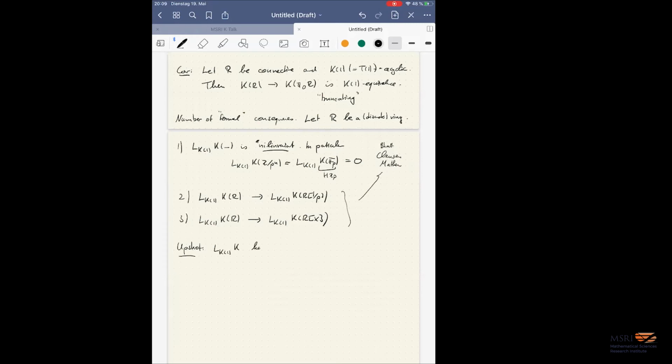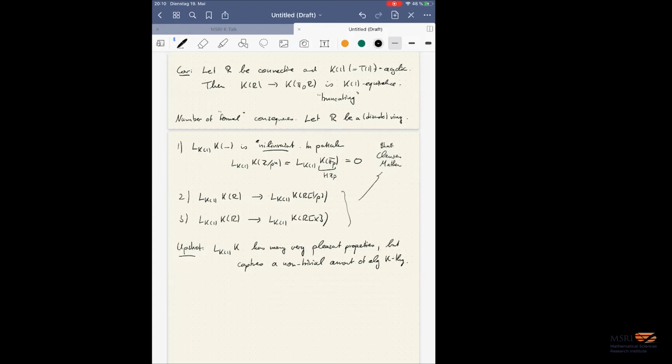So the upshot is that K1-local K-theory has many very pleasant properties, but captures a non-trivial amount of algebraic K-theory. So this is the upshot of this section.